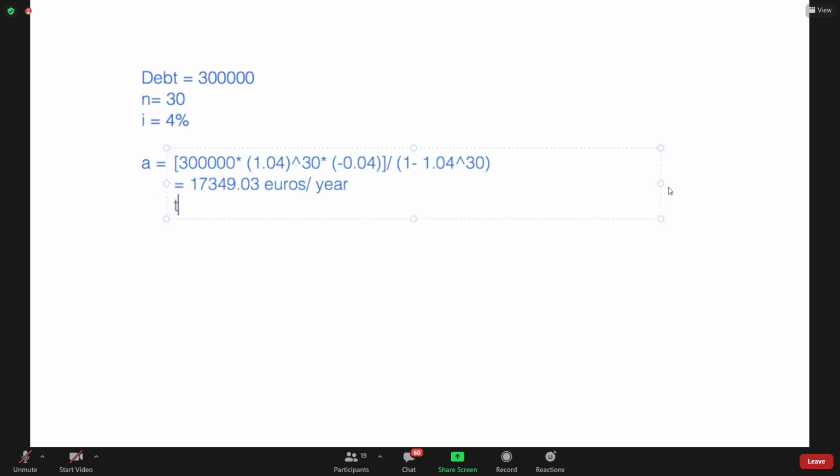What is this money? This money is mortgage plus interest payments. So this money contains both the amount of the mortgage plus the amount of the interest payments. And this is the money that we owe yearly. So this is what the exercise has asked us to calculate in part A.